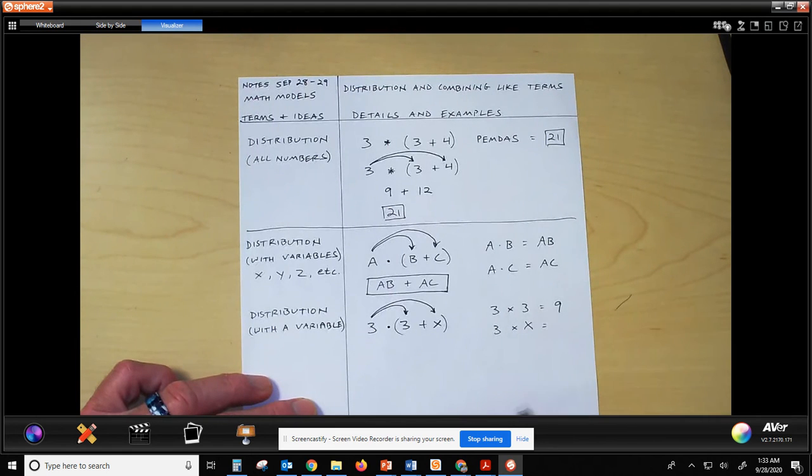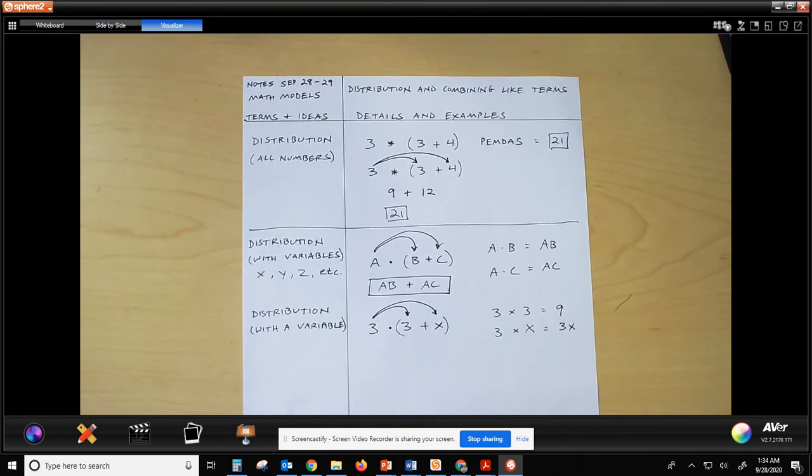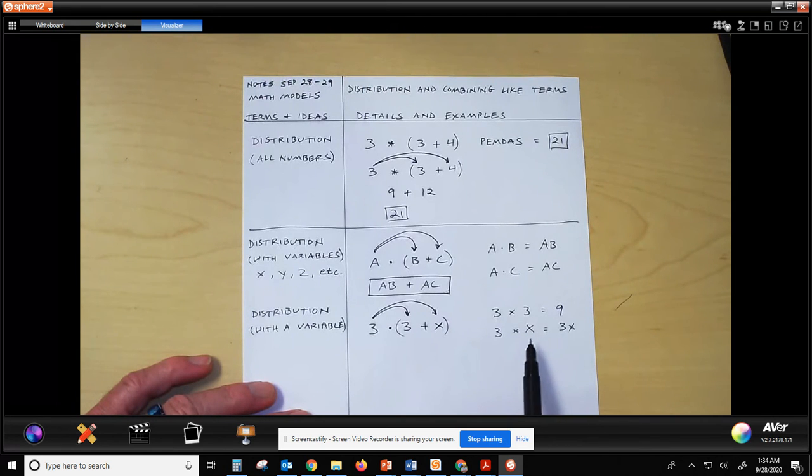And now you can see why they use dots when you get into algebra. 3 times x would be 3x. And here's a technique. We talked about it on Friday in third period. Sometimes I think of x as something like an apple. 3 times an apple. If I have 3 apples, I can simplify that. 3 times 1 apple is 3 apples.